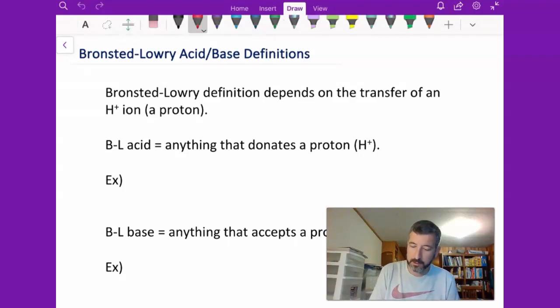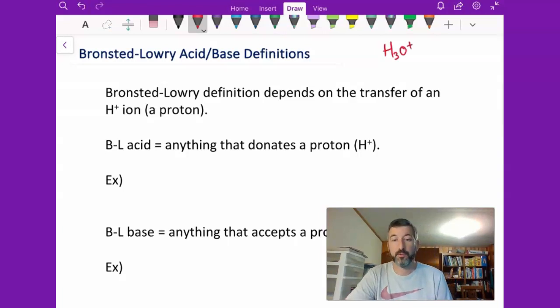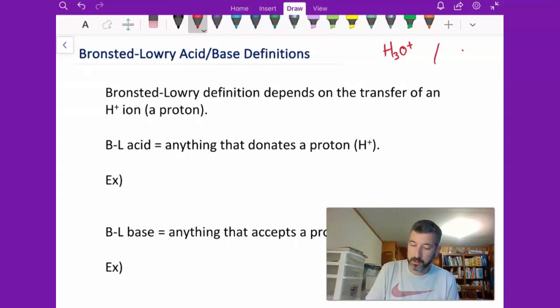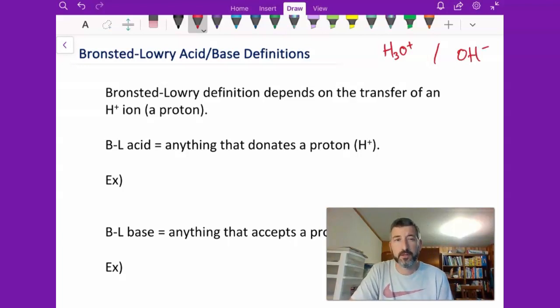Anytime something creates hydronium, which is this guy. Anytime something is put in water and it creates hydronium, it's an acid. Anytime something is put into water and it dissolves and forms hydroxide, it's a base. So that's the Arrhenius definition. The Bronsted-Lowry definition is actually a bit broader, and so it encompasses a few more things that Arrhenius did not.